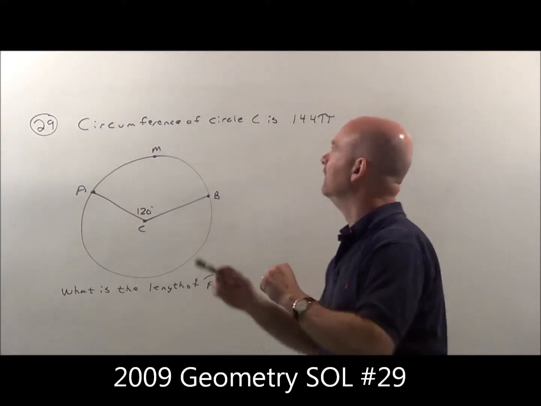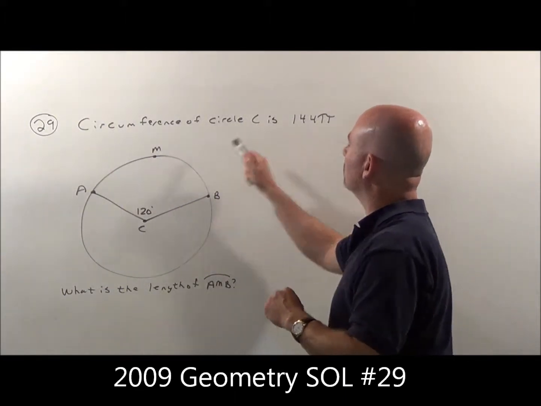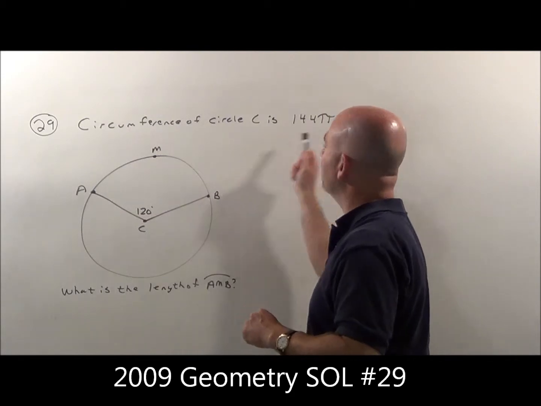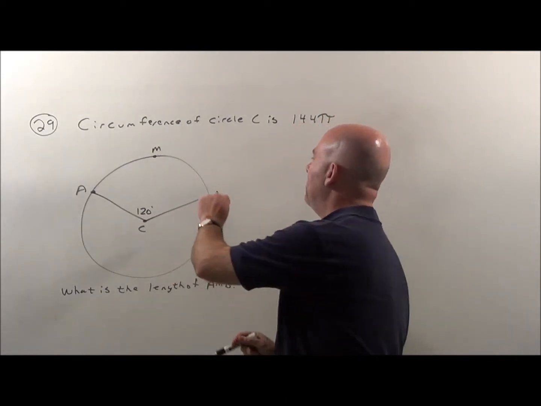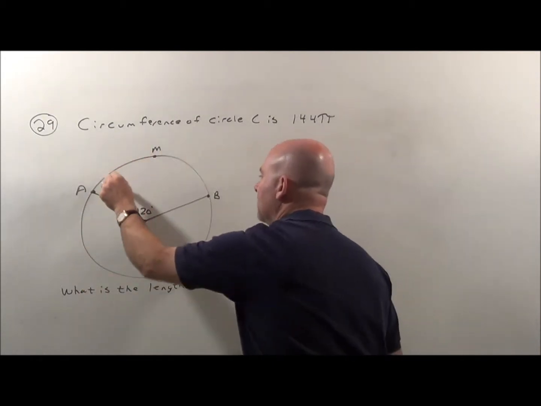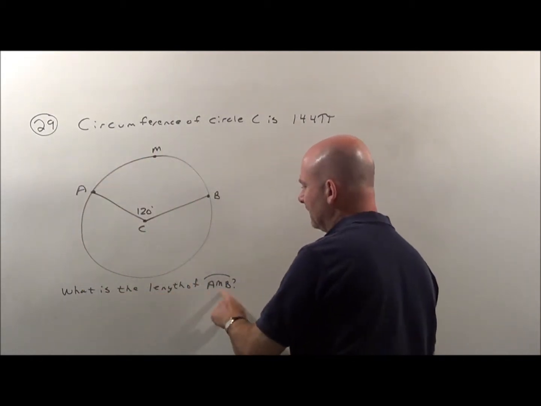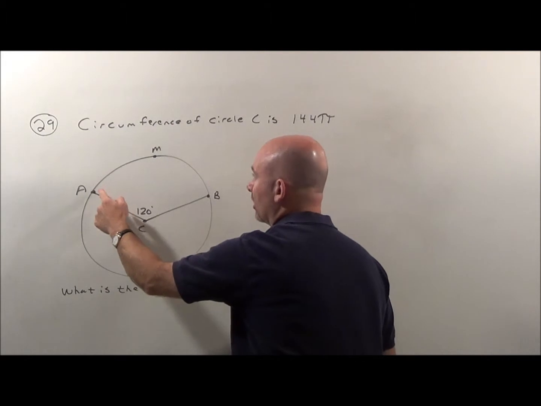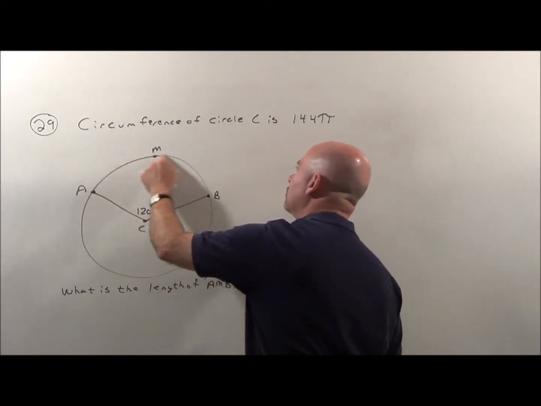Problem 29. It says the circumference of this circle C is 144 pi. So basically the circumference, that's the distance around, it's 144 pi. It wants to know what is the length of major arc AMB. So what's this length right here?